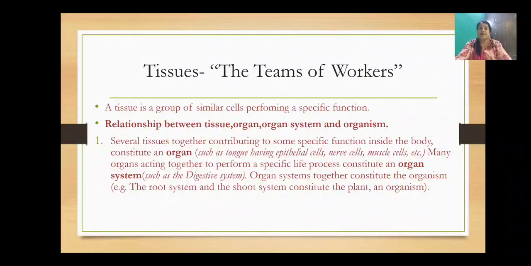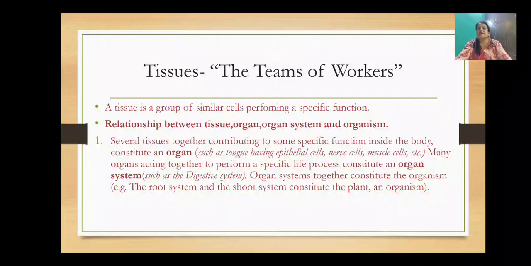Now let us revise once again the relationship between tissue, organ, organ system and organism. Several tissues together contributing to some specific function inside the body constitute an organ, right? Just like any organ you take, like here it is shown, the tongue. We know that the tongue is one of the most important sense organs, right? The tongue has different varieties of cells, like the epithelial cells, the nerve cells, the muscle cells. All these cells together have formed an organ.